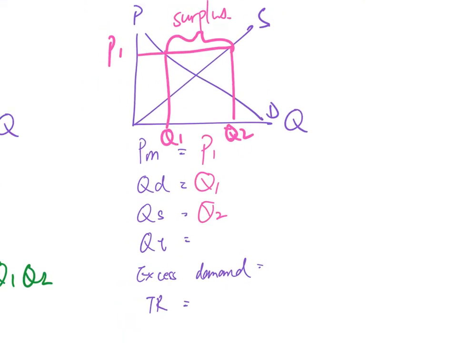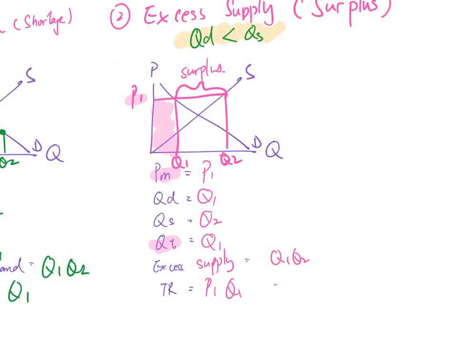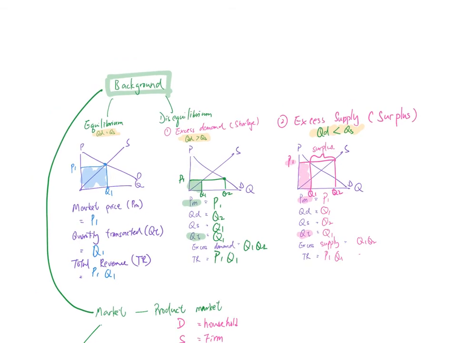Quantity transacted is always the smaller one. So it's Q1. Excess, oh, it's not excess demand. It should be excess supply. Sorry. Okay, it should be excess supply. It should be Q1, Q2. The distance between Q1, Q2. And the total revenue, always the market price times the quantity transacted. That means P1, Q1. The area here, P1, Q1. Okay, so that's all for the background.